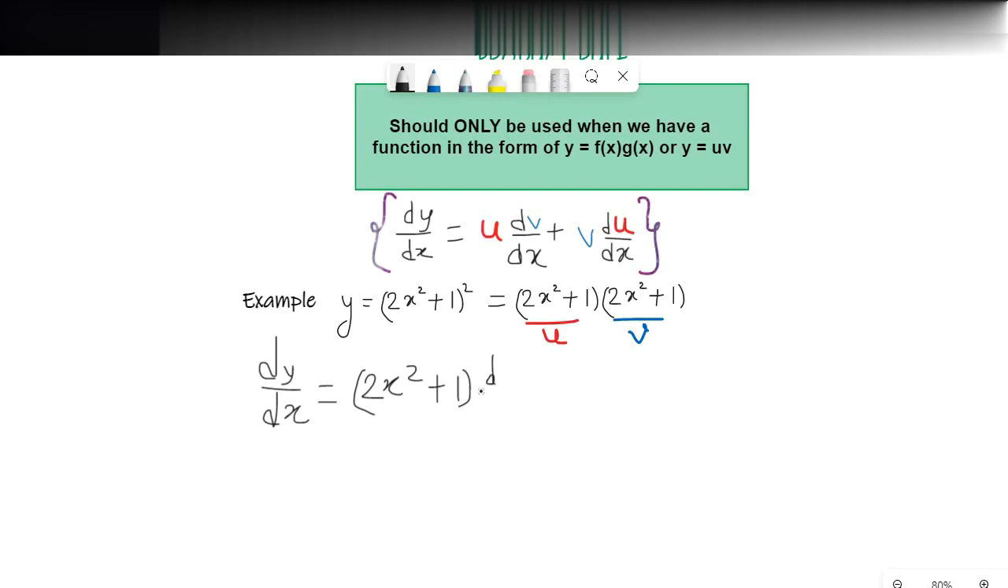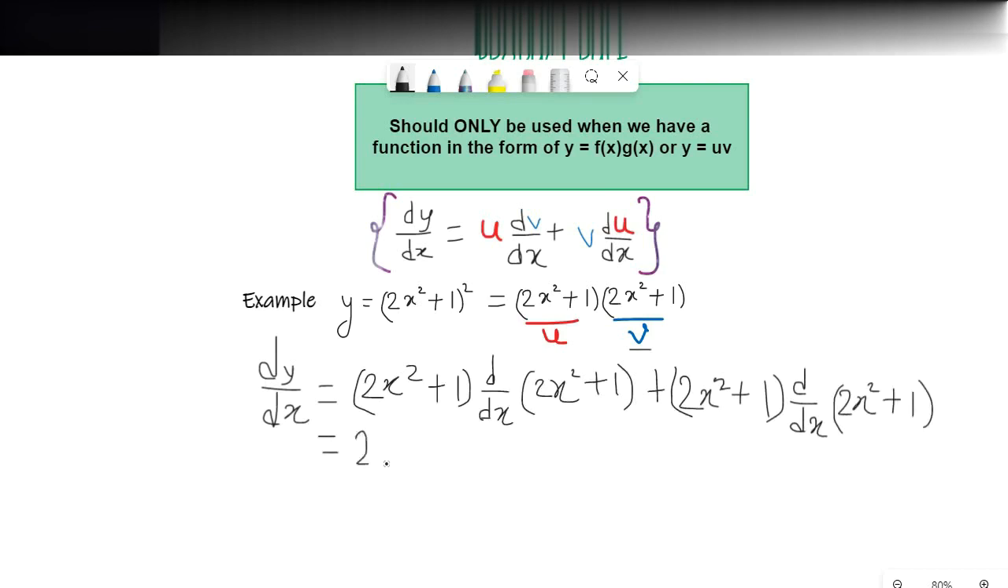So we write that as d dx of 2x squared plus 1, and then plus v, which is also 2x squared plus 1 as given here, multiplied by the derivative of 2x squared plus 1. Now simplifying we get 2x squared plus 1 multiplied by the derivative of 2x squared plus 1, which is basically 4x, as shown in my first video.